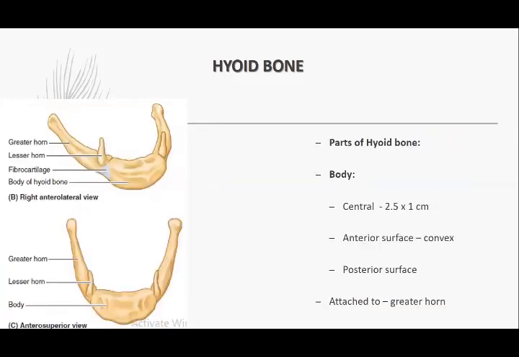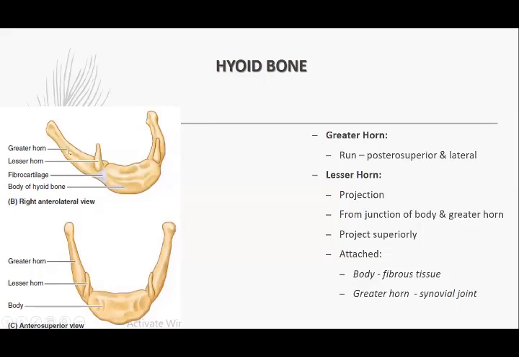ये देख लीजिए, it's a U-shaped bone. इसके different parts हैं. It has a body. It has an upper horn, lesser horn, lesser cornu भी कहते हैं, ठीक है, and it has a greater horn. Okay. Body का anterior surface जो है convex है, posterior surface concave है. It is attached directly to the greater horn of the hyoid bone, lateral aspects.